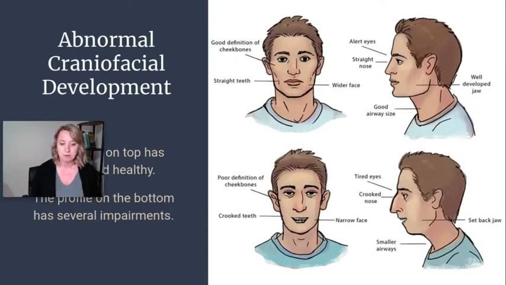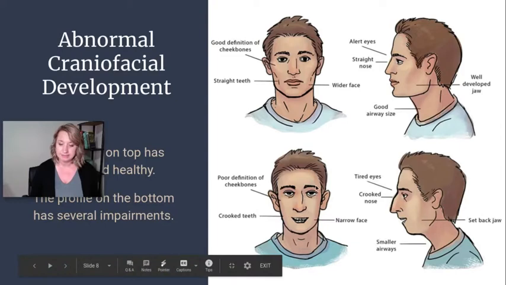So when we talk about craniofacial growth, we're talking about the development of the jaw. When we look at this upper profile here, you can see that this man has good definition of cheekbones, straight teeth, a wider face, alert eyes, a straight nose, a well-developed jaw, and good-sized airways. When we look at the lower profile, we see poor definition of cheekbones, crooked teeth, a narrow face, tired eyes, a crooked nose, a receded jawline, and smaller airways.